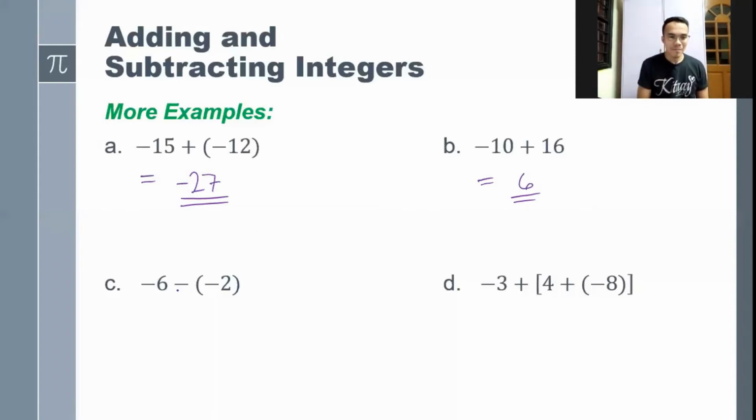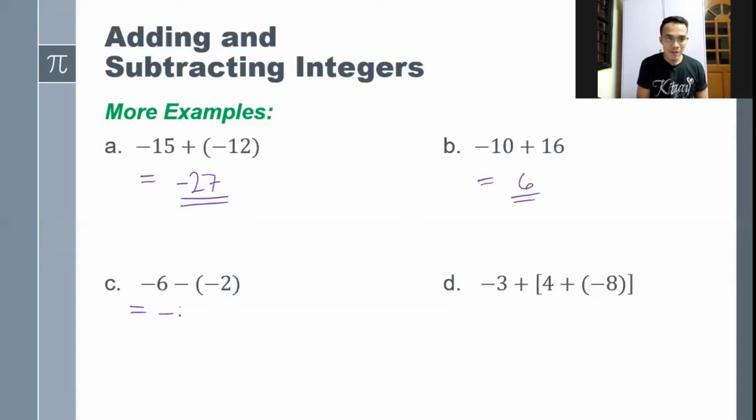Letter C, negative 6 minus negative 2. There are a lot of negatives here, but don't worry. We are going to remove some of them. So before we add or subtract these two numbers, let's try to simplify this first. Negative 6, negative of negative 2. Remember, opposite of negative 2 is positive 2, right?